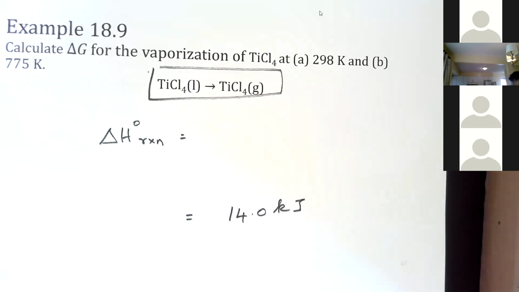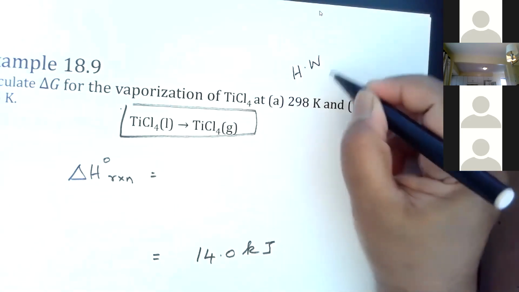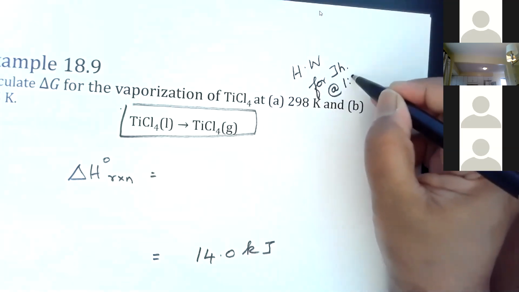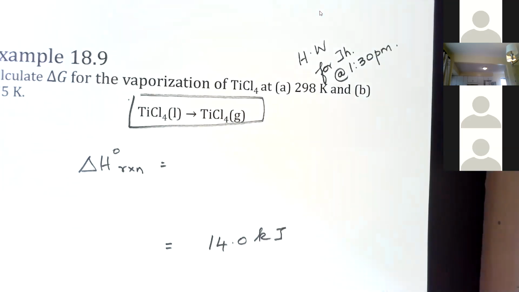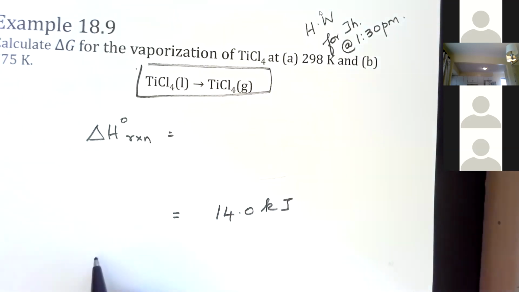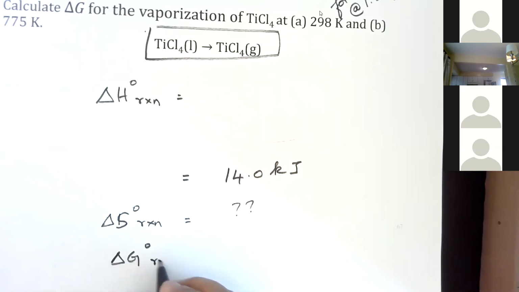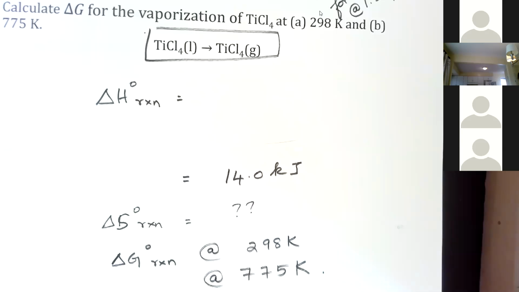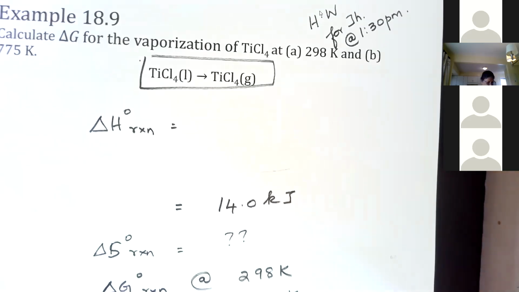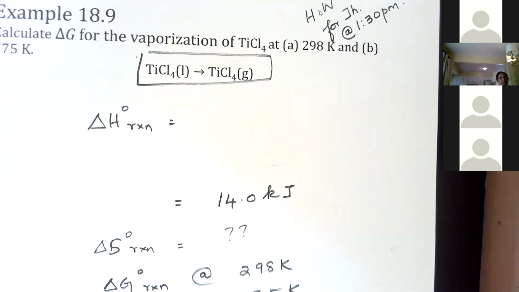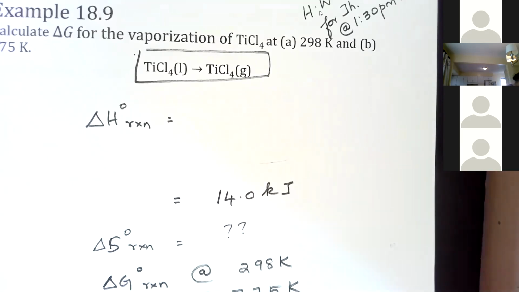Why don't I do this? I'm going to mark this as homework for Thursday at 1:30. Okay. I want you to find delta H0 reaction. I need to see the calculation. Delta S0 reaction. And then delta G0 reaction at 298 and at 775. Okay. Homework, and you'll be showing your work to me at 1:30 via phone or Zoom. How about that? I want you all to go back and think through, not overload. I don't want to overload your brain at this time.